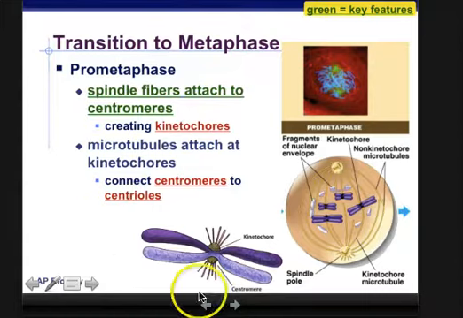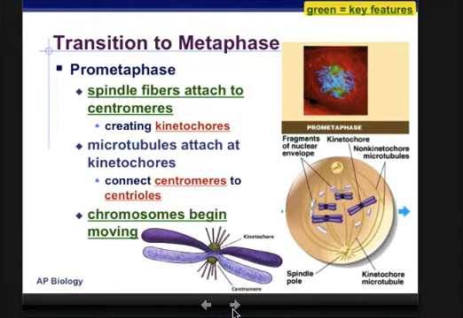All right, so then the chromosomes start to move. Cool, right? I think it's cool. All right, so here's a really cool dyed image showing you prometaphase.